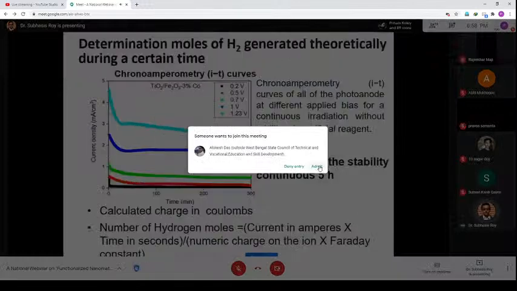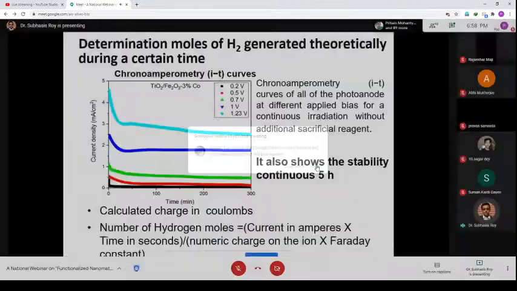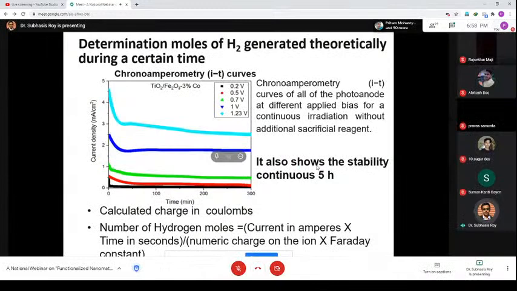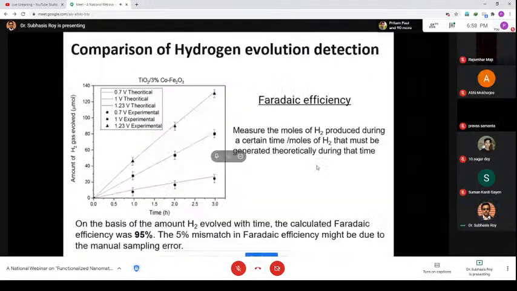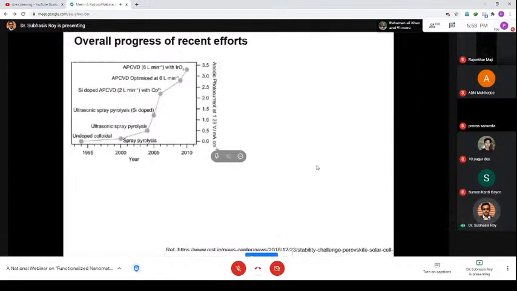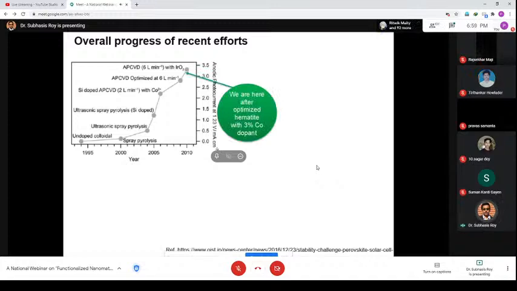Here we have checked the stability. We checked up to 5 hours, and our working electrode is working properly without any deterioration. If we take the Faraday efficiency, that means the amount of hydrogen generated compared to the theoretical value, it is giving 95% efficiency. That means the loss of the system is very low. If you see the literature, we are standing here, giving the 3% cobalt doping.